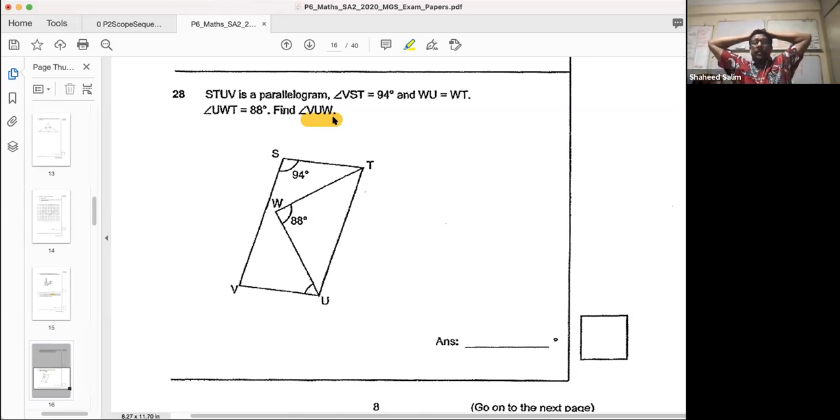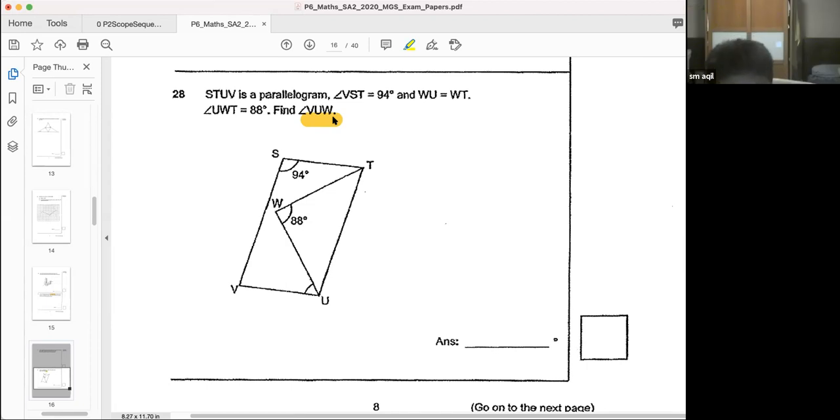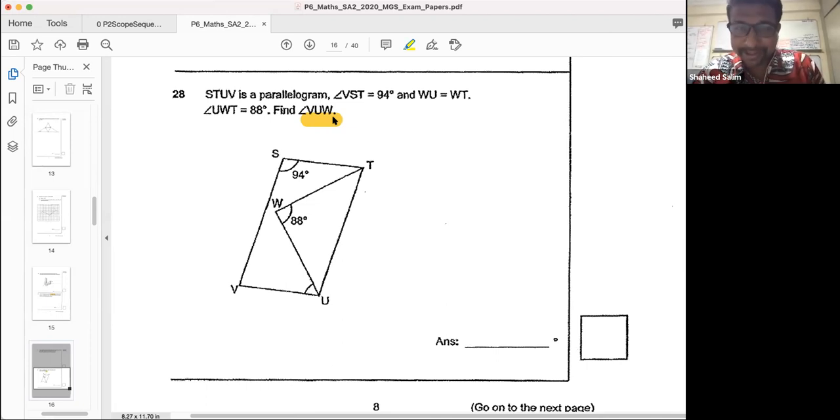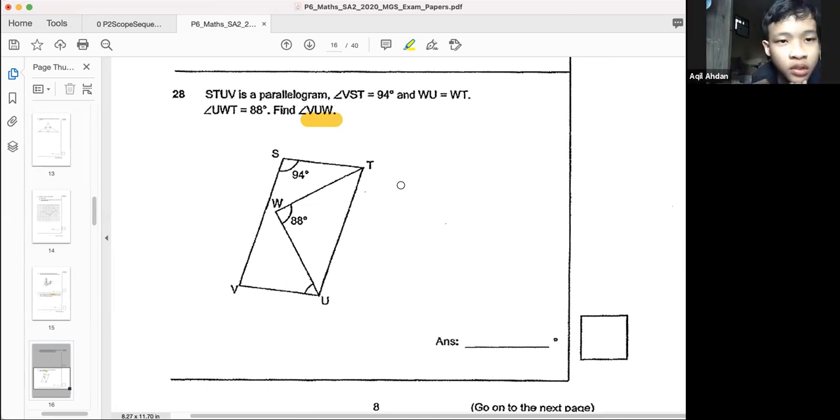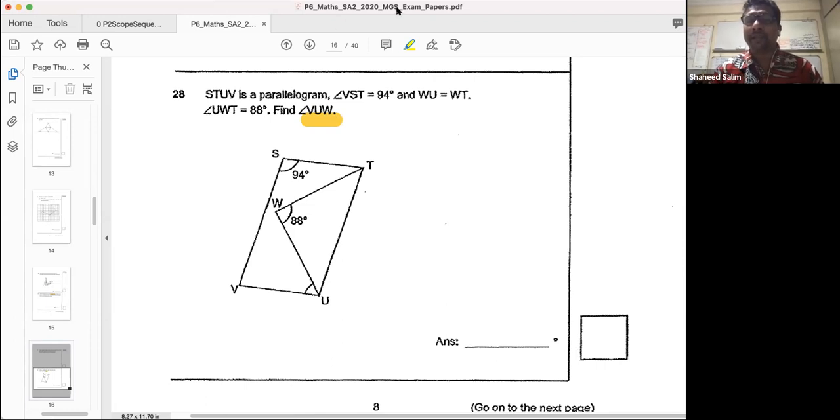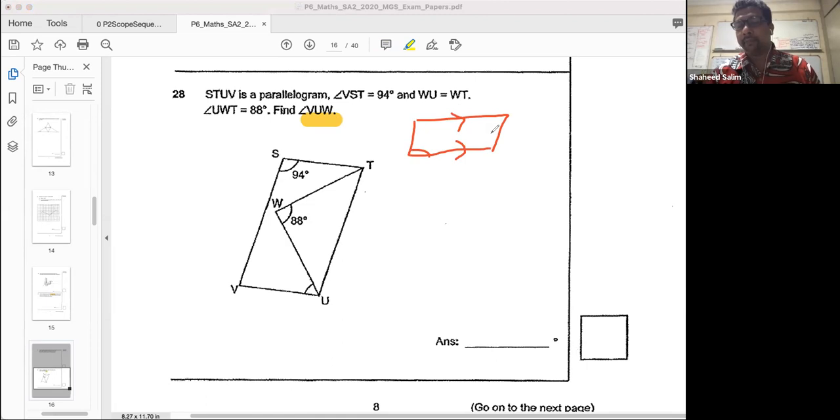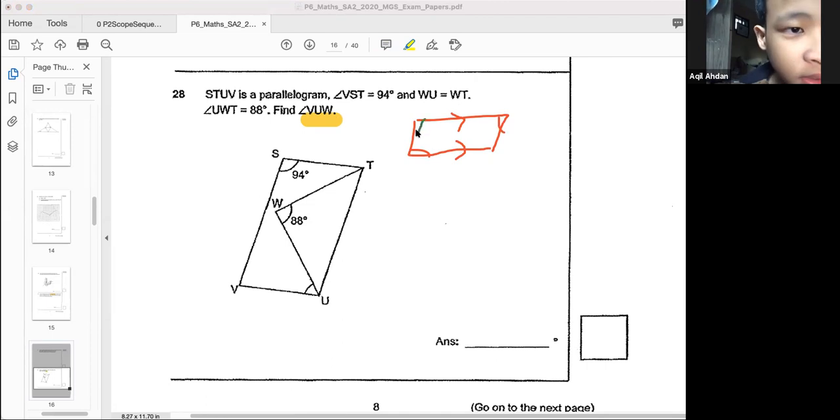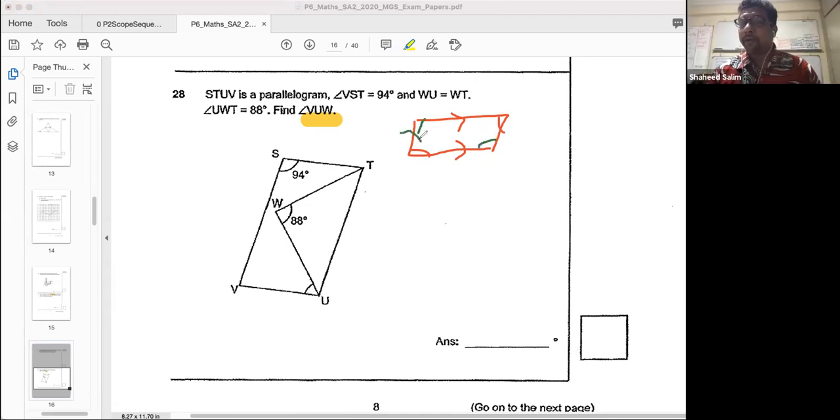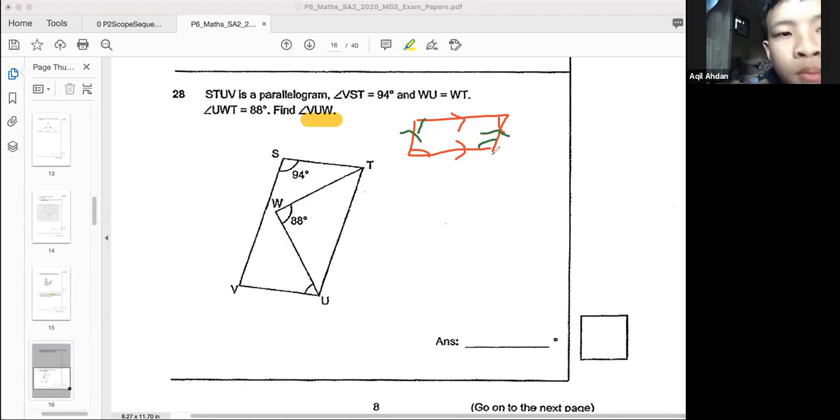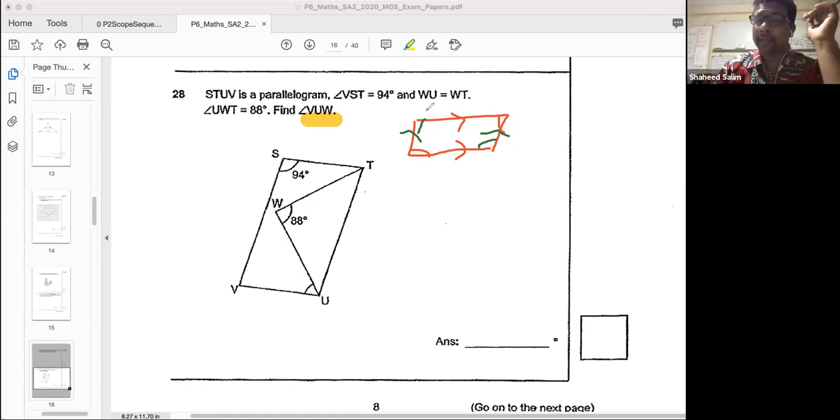Parallelogram. Have you read the question or not? What's a parallelogram? A parallelogram like this, you have seen many times. The opposite sides are parallel. Sometimes they draw it like that. These two are the same, and these two are the same. A square is a parallelogram. A rectangle is a parallelogram. Normally we don't call them that, but actually they are, because opposite sides are parallel and opposite angles are the same.